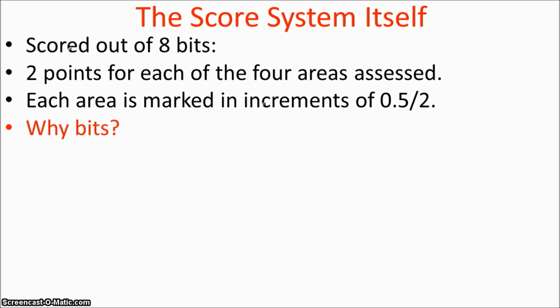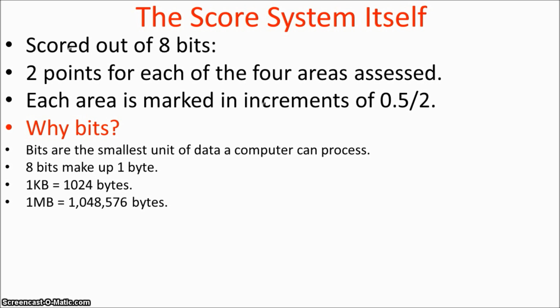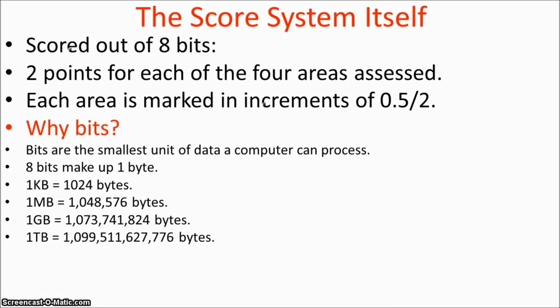But why bits, you may ask? Well, I thought if I'm going to make a review system, I want to make it unique and completely different from all the other scoring systems that currently exist, as far as I'm aware. For example, a bit is the smallest unit of data a computer can process. 8 bits make up 1 byte. And byte may sound like a familiar term, because 1 kilobyte is made up of 1024 bytes. Then there's 1 megabyte, which is an even larger number. A gigabyte has an even larger number, and a terabyte, I'm not even going to attempt at saying all the numbers.